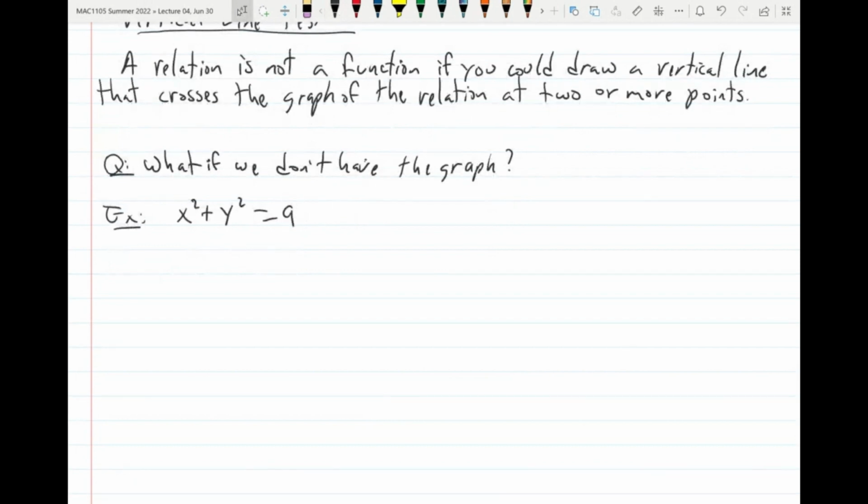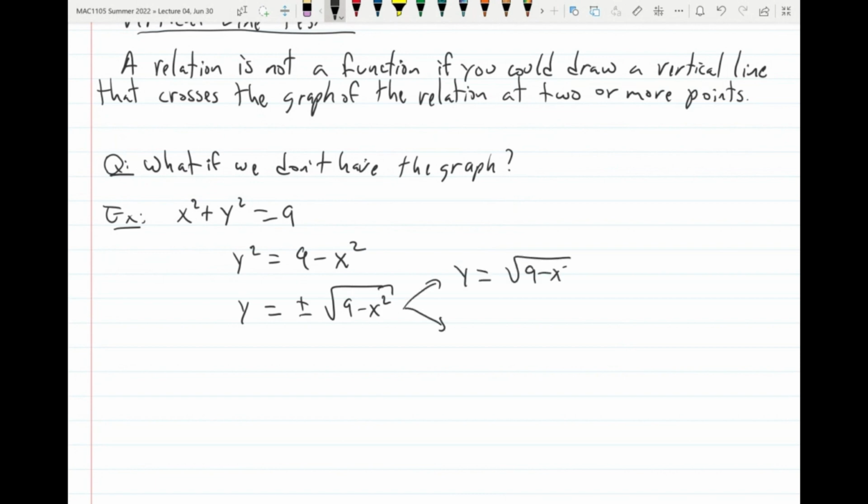And for example, here, if we try to solve for y, what happens? We get 9 minus x squared, that's y squared. But then I want to solve for y, so I need to take the square root, and then we obtain this. In other words, here we get two expressions, right? So we get that y equals square root of 9 minus x squared, but it could also be negative square root of 9 minus x squared.